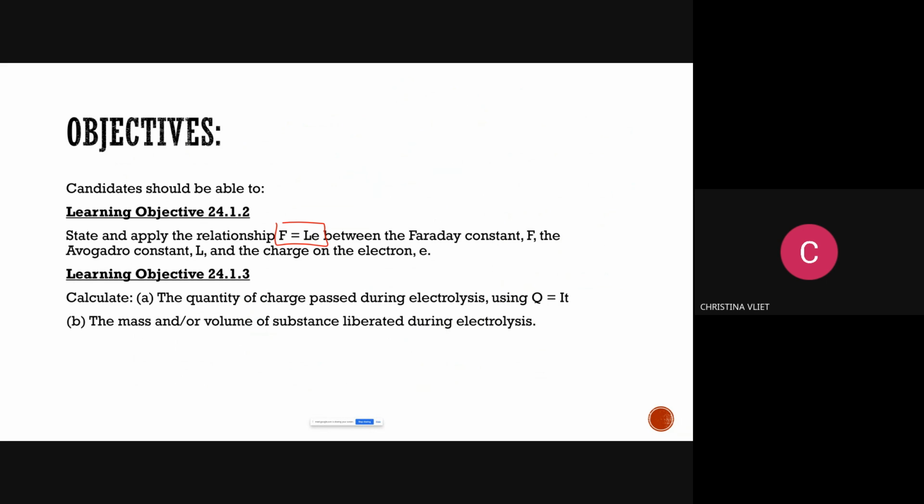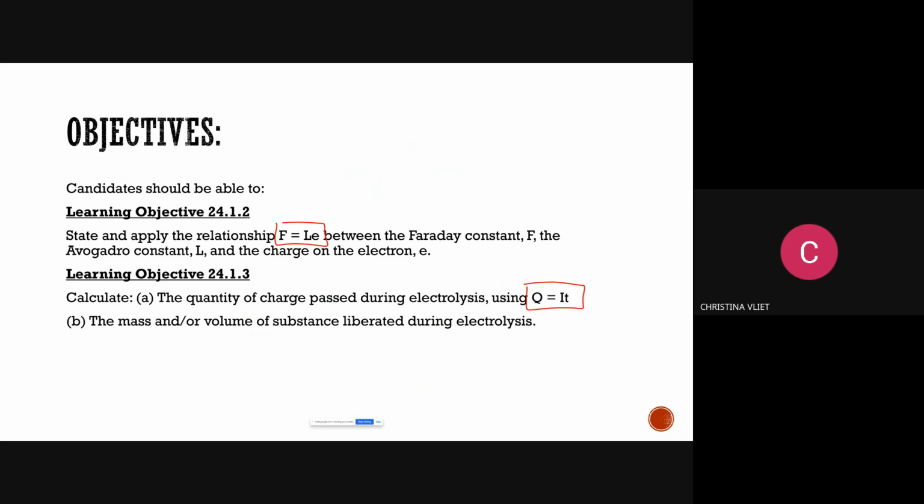But anyways, calculate the quantity of charge passed during an electrolysis using the QUIT formula. So you've got the FLEE formula and you've got the QUIT formula today. Guys, we have to quit and flee. It's just like telling you all the signs. It also only has 2 objectives.